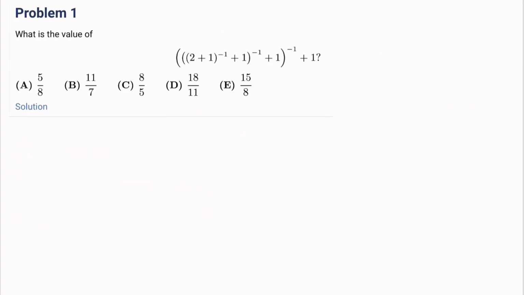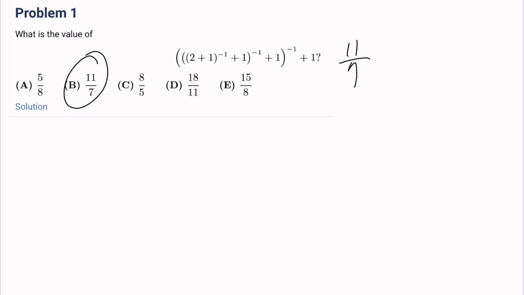First problem, what is the value of this expression? To do this, we first take 3 to the negative first power, which is 1 over 3. Plus 1 is 4 over 3, inverted is 3 over 4, plus 1 is 7 over 4. 7 over 4 inverted is 4 over 7, and 4 over 7 plus 1 equals 11 over 7.